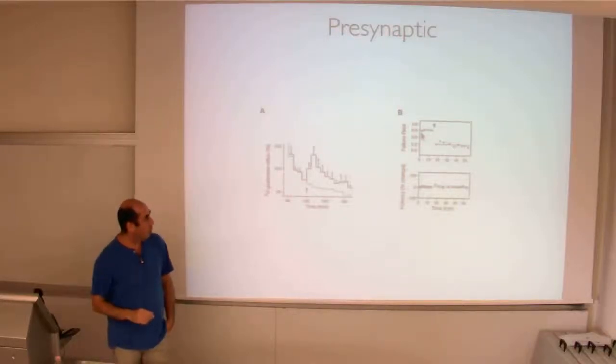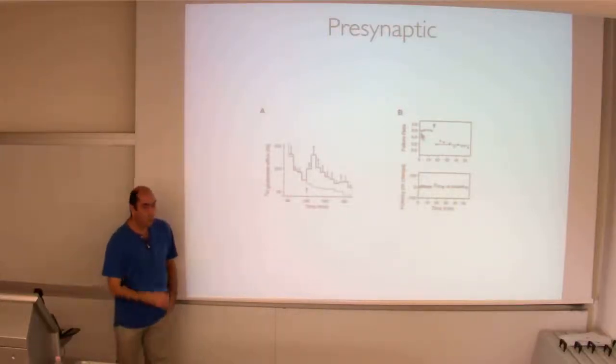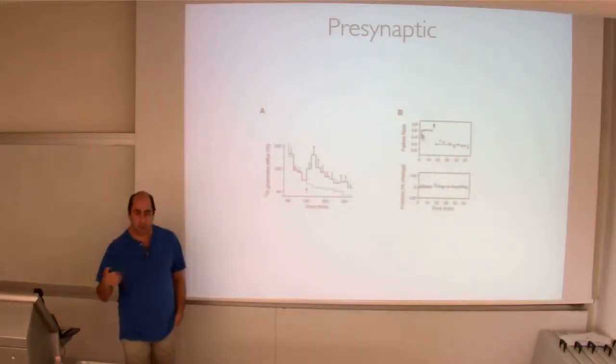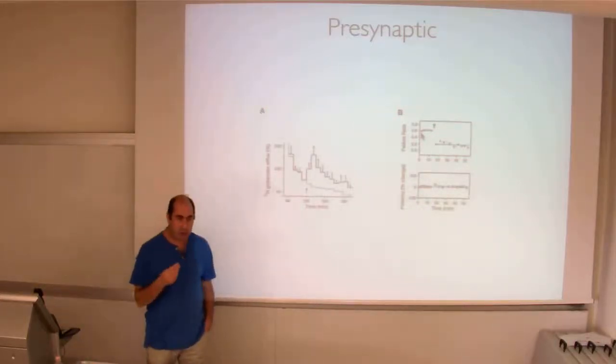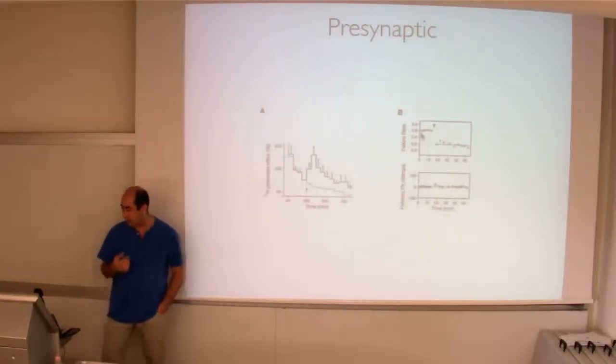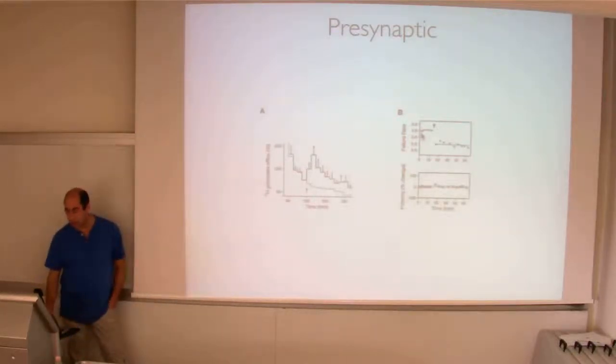One of the things that they noticed right at the beginning is that many times when you give a stimulus, you don't get any response. So synapses are stochastic in nature in terms of releasing transmitter. It's a stochastic process, and many times you just don't get any release.